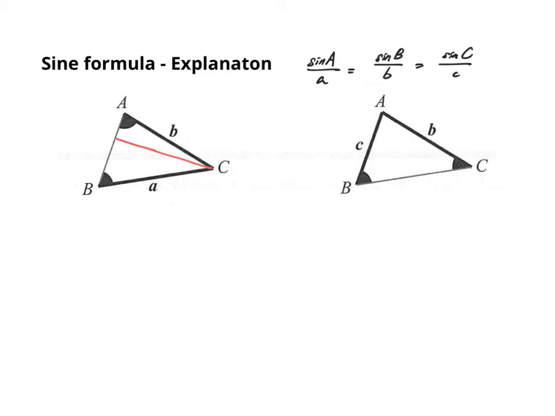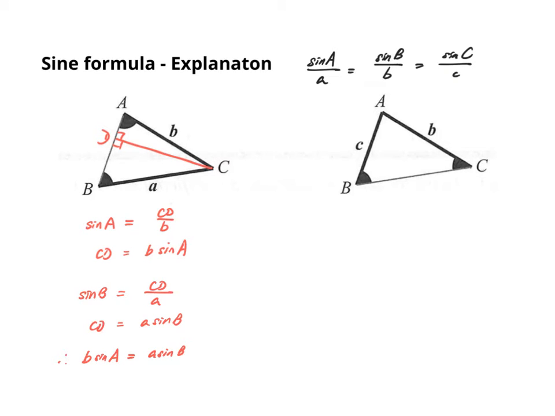Next, I'm going to explain why we have the sine formula. We draw a perpendicular line from C to AB and meet at D. In triangle ACD, sine A is equal to CD over b, so CD is b times sine A. In triangle BCD, sine B is equal to CD over a, so CD is a times sine B. So we have b sine A is equal to a sine B. Rearrange the terms, we have sine A over a equal sine B over b. So we prove the first half of the formula.